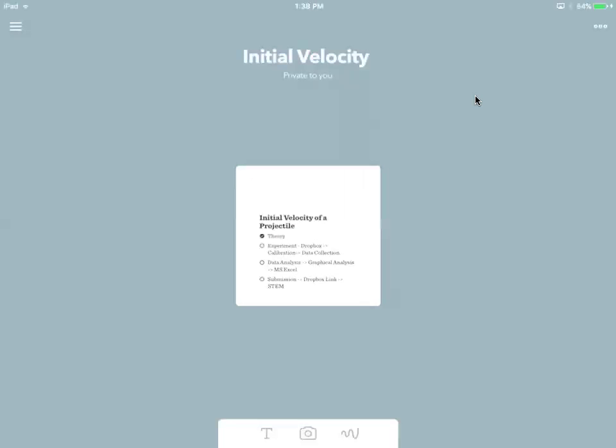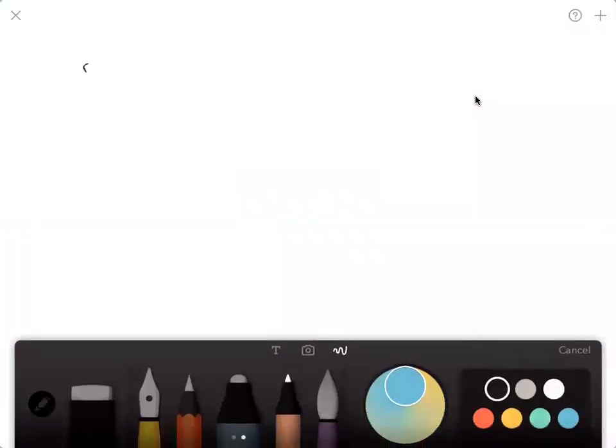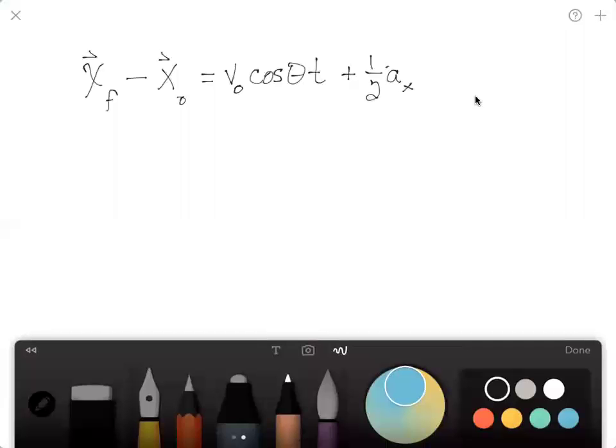It's going to be the displacement in the x direction equals the initial velocity times cosine of theta, which is the velocity in the x direction. The product of those two is the velocity in the x direction. And then we're going to multiply that times time. And this is going to be added to 1/2 the constant acceleration times time squared. So that's our first equation.